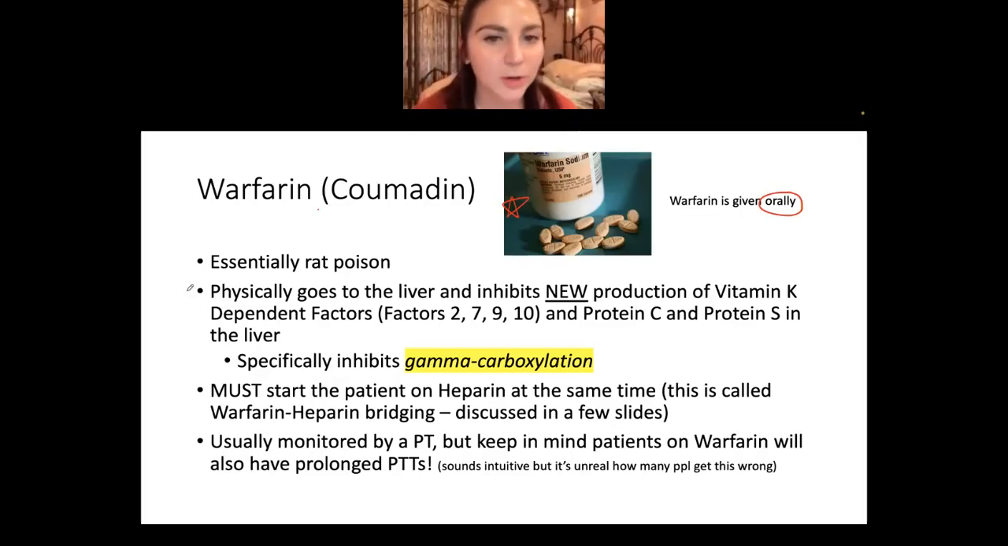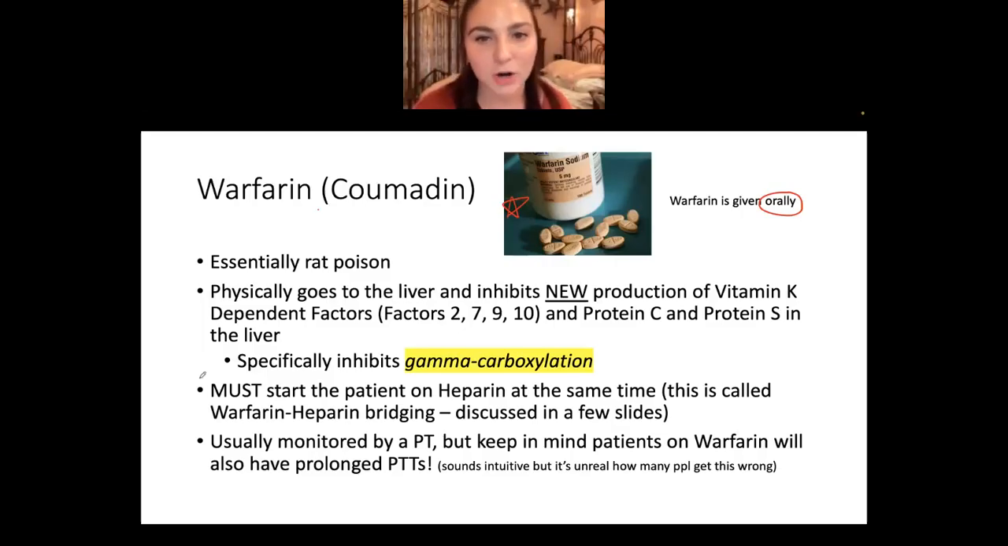So how warfarin works, and again, this is really important to understand for some of the pathology we're going to be talking about, is imagine warfarin working its way through the blood. It physically goes to the liver and blocks new production, so new production of those vitamin K dependent factors.